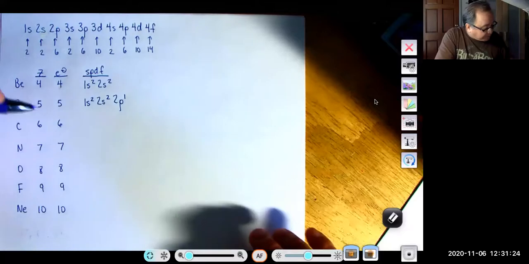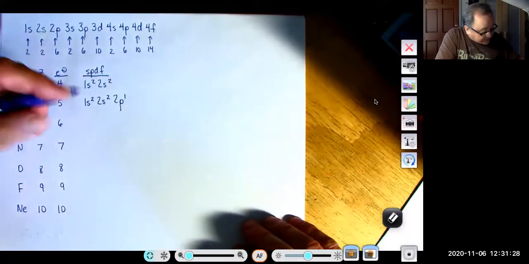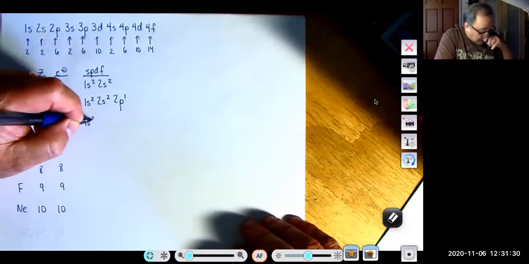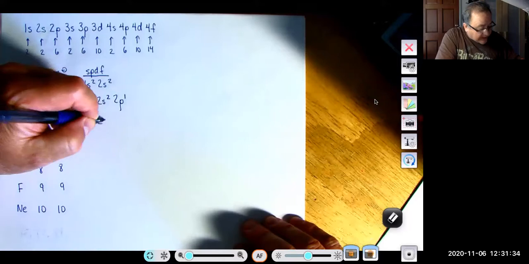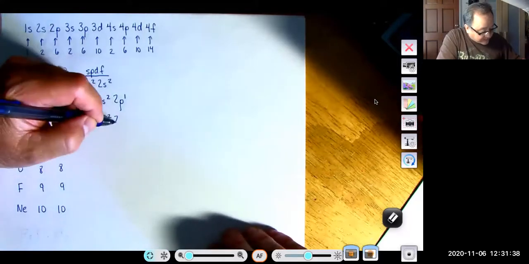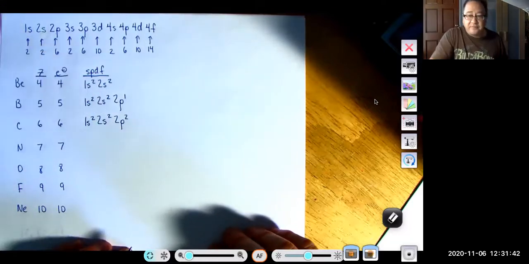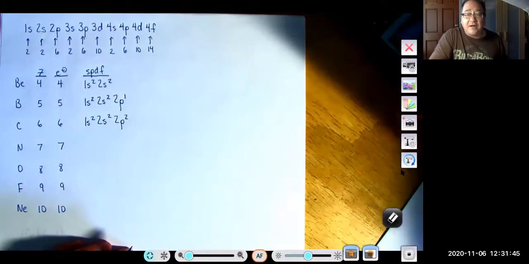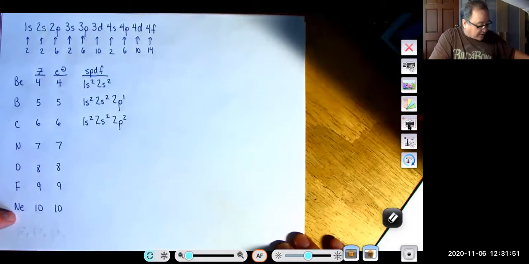Okay, good. So with 6 electrons, I'm going to put 2 into the 1s. I'm going to put 2 more into the 2s, and I have 2 left over. I'm going to put both of them into the 2p. Okay, so what I want you to do now is the rest of these: nitrogen, oxygen, fluorine, and neon.